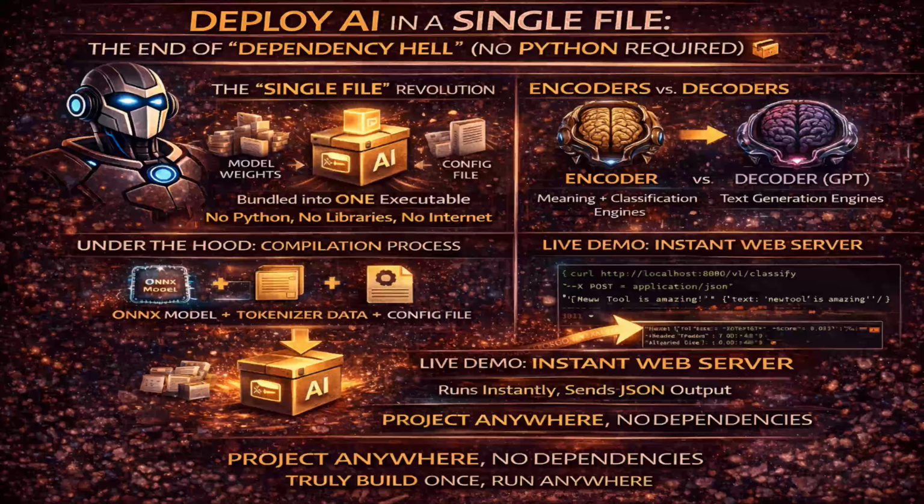All right, today we're diving into something that is genuinely changing the game for AI deployment. It's called Encoder File. And I want you to imagine this: taking a super complex AI model with all its moving parts and squishing it all down into a single standalone file that just works anywhere. That's the incredible power we're going to unpack right now.